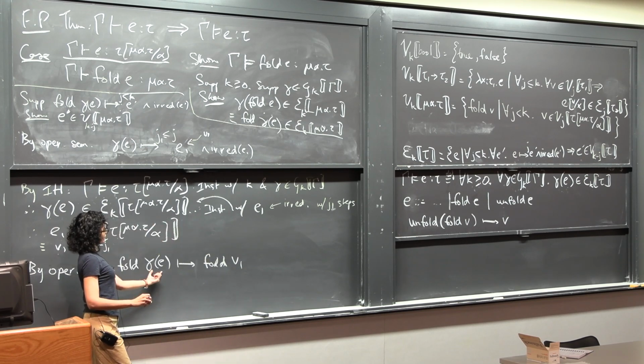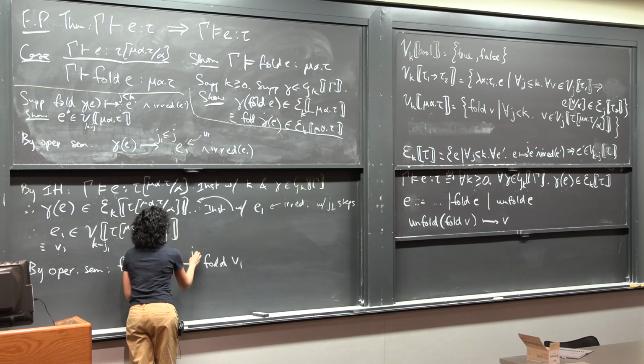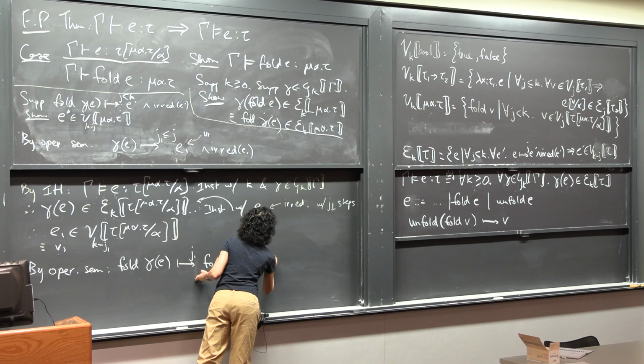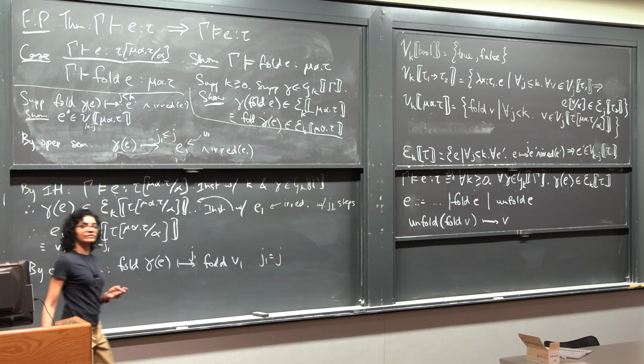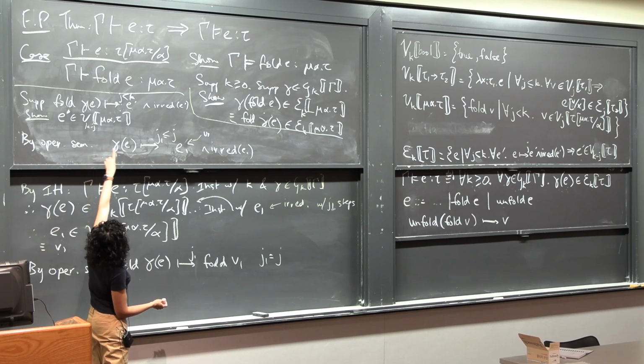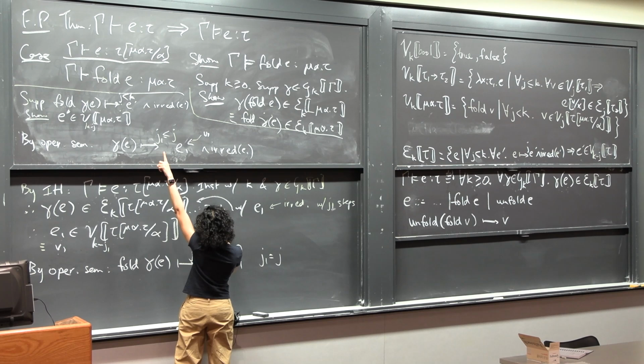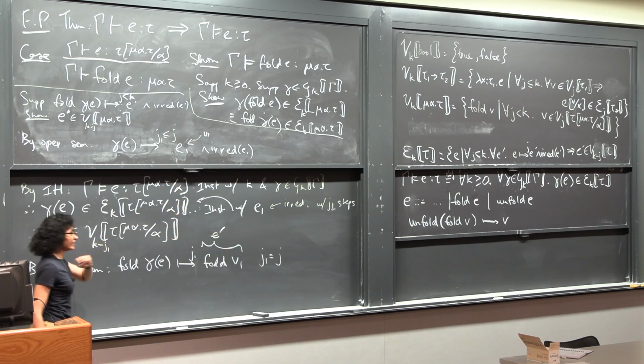Gamma E reduced to V1 in J1 steps. Yep. We just found out something else, that J and J1 are equal. Right? Okay, because fold gamma E reduces to fold of V1 in J1 steps. Fold of V1 is already a value. It is irreducible. Therefore, it must be E prime. This is our E prime from the very beginning, the one that we know is irreducible.